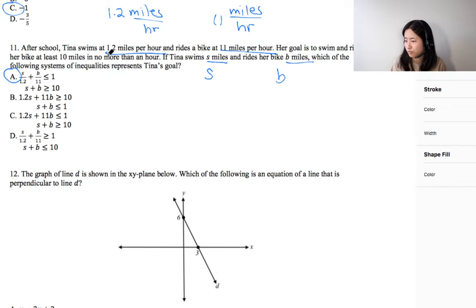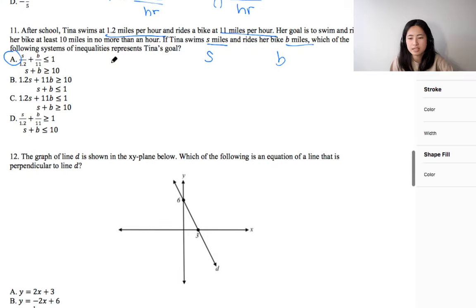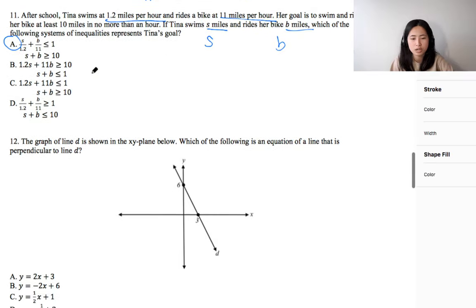Okay, so for number 12, we have the graph of line D shown in the xy plane below. Which of the following is an equation of a line that is perpendicular to line D? Great. So here's a keyword. It says you need to find an equation of a line that is perpendicular to this line, right? So first, what do we know about perpendicular?